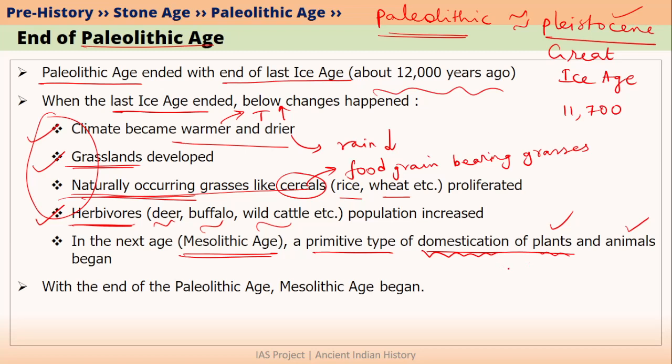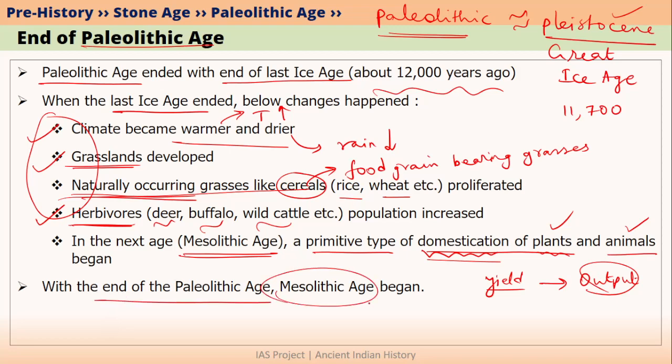For example, 12,000 years ago, if you look at crops like rice, barley or wheat, the yield of the crop was very low, which means the food grain which was obtained from a crop was very less. Only after domestication of these plants for thousands of years, today the yield of the crop is very high. Yield means output. And obviously animals also needed to be domesticated because initially they were wild animals. So with the end of Paleolithic Age, Mesolithic Age has begun.